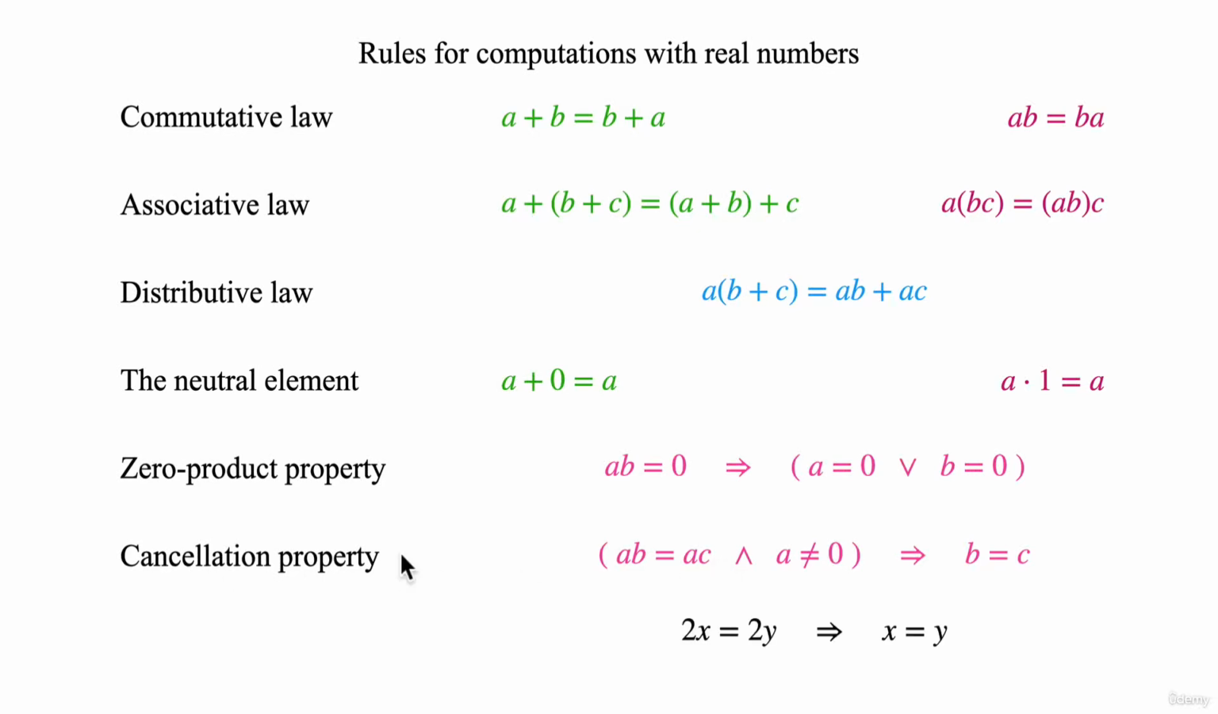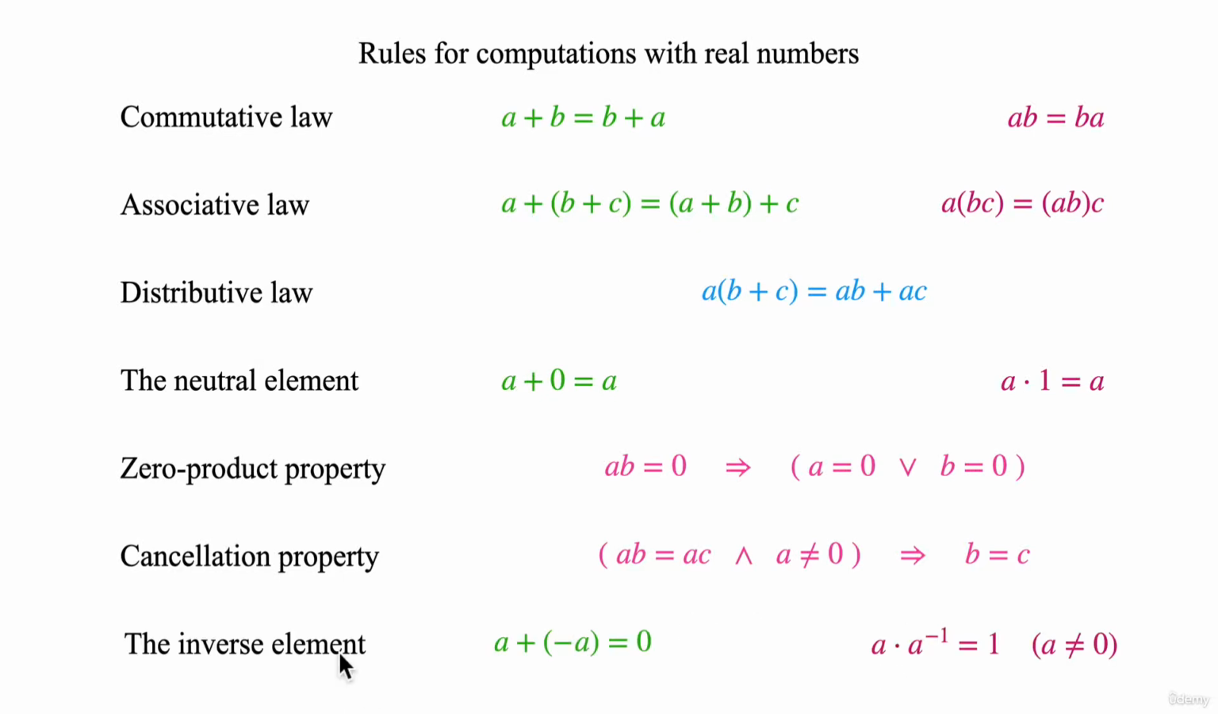And you use this cancellation property, for example, in cases like this. When you know that 2x is equal to 2y, then you can be sure that x is equal to y. So you have made this cancellation by 2. So in this case, A is equal to 2. It's obviously non-zero. B is equal to x and C is equal to y, right? So you apply this cancellation property in this way.